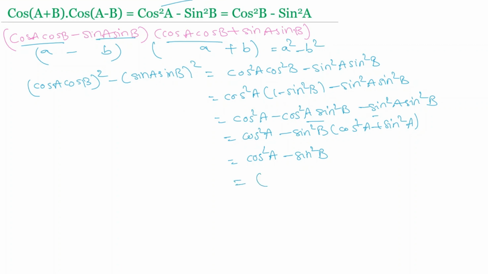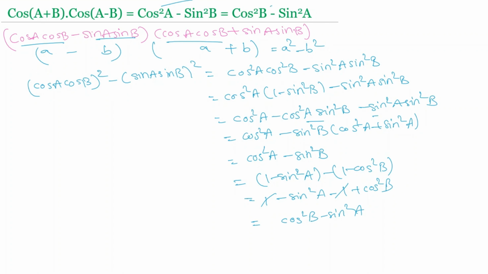Now in place of cos square A, we can write 1 minus sin square A. And in place of sin square B, we can write 1 minus cos square B. Now here it is 1 minus sin square A. Taking minus inside, minus 1 plus cos square B. This plus 1 minus 1 will get cancelled out. We'll have cos square B minus sin square A. This is the second formula.